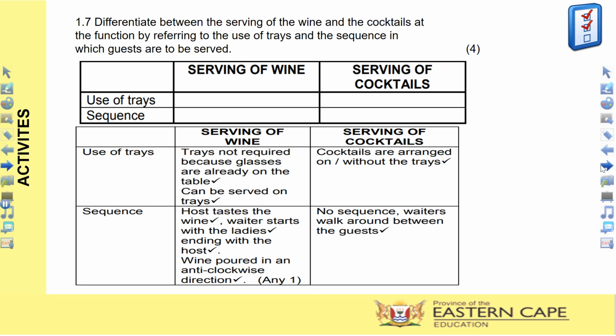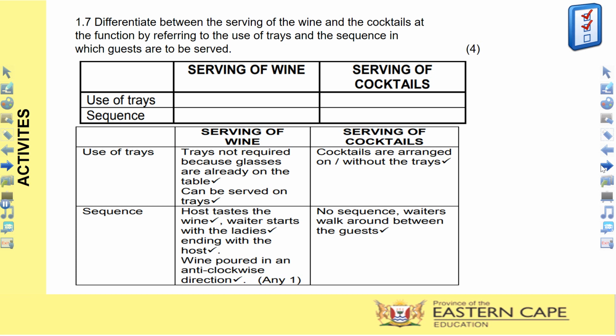When you're serving wine, trays are not required because the glasses are already on the table. But you can also have the wine served on trays if the guest is ordering the wine by glass. With cocktails, cocktails are arranged on or without the trays. Some establishments do not use the trays.